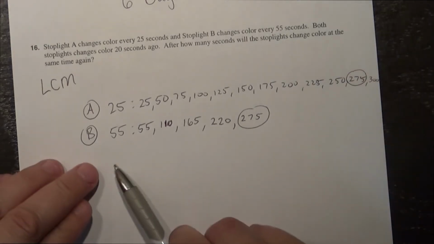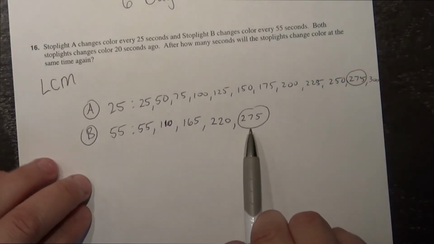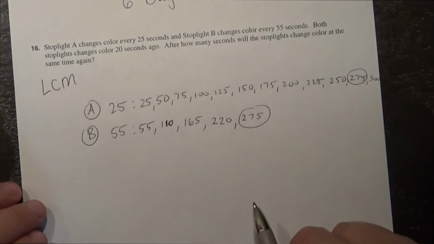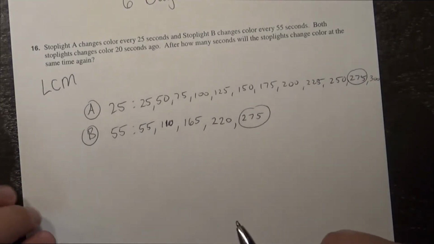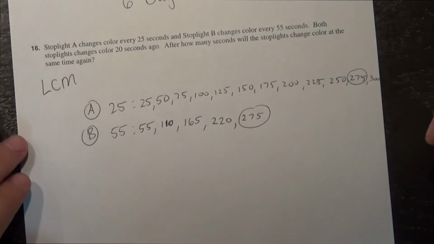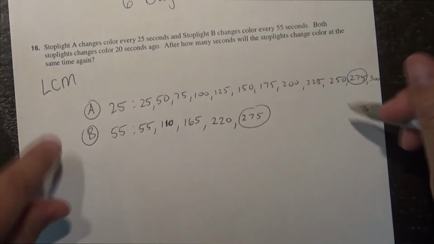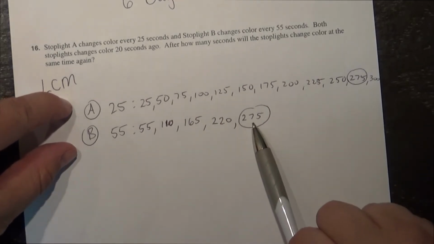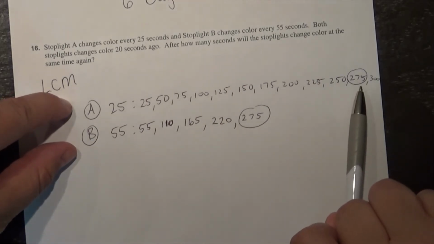But notice I went through this like danger zone over here. This got a little bit rocky for me because I was trying to list out multiples of these bigger numbers. In just a second, I'm going to show you another method that we could potentially use for this. But what that means is that stoplight A and B are going to change together again in 275 seconds.